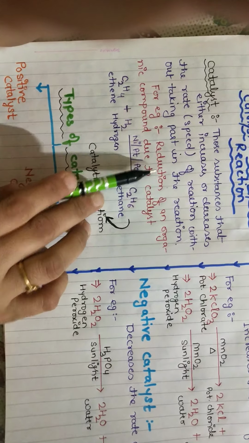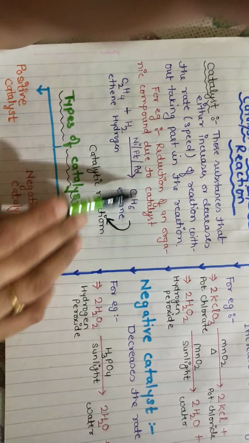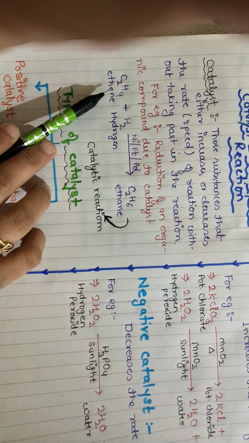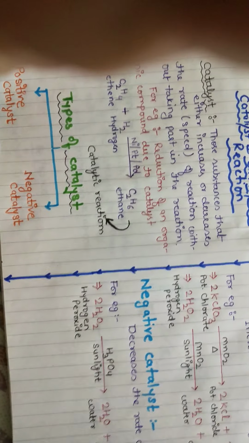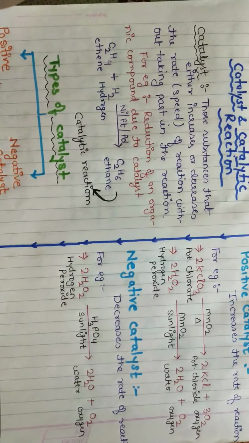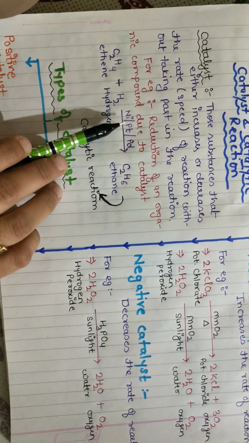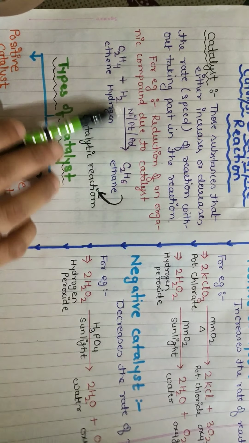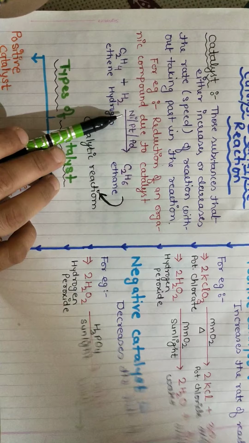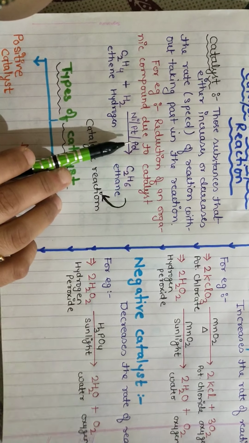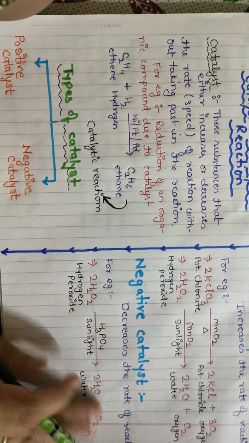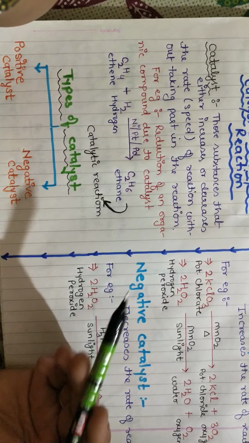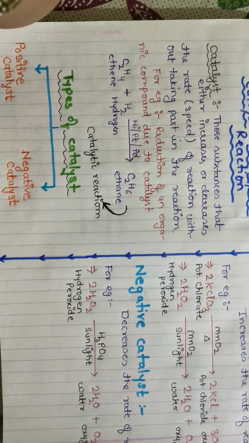For example, reduction of an organic compound due to catalyst. So we have taken an organic compound, that is C2H4, and we have reacted it with hydrogen. Then in the presence of nickel or platinum or palladium, from these three we can take any one catalyst, and what will be the product? That will be C2H6.